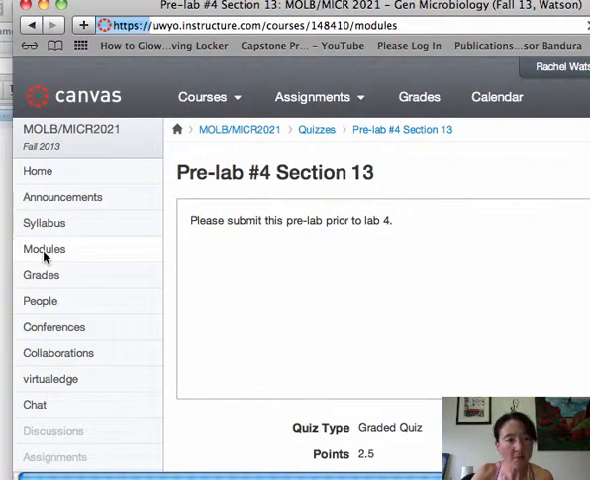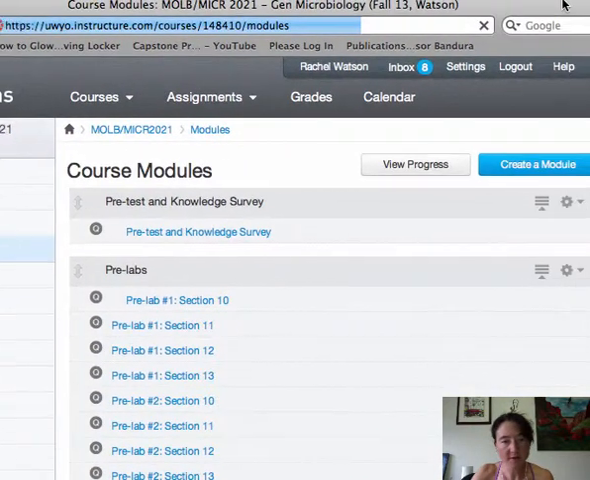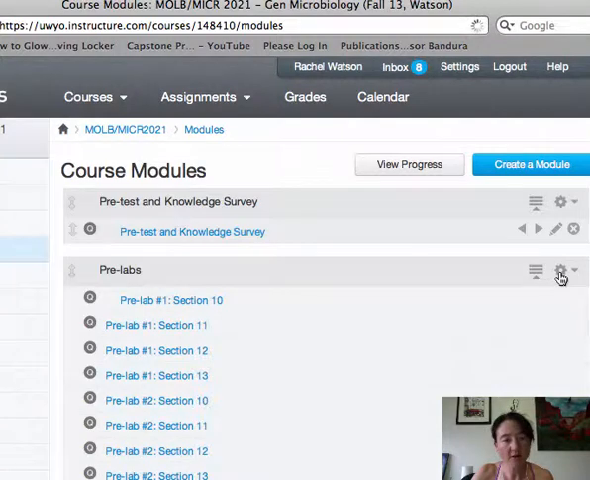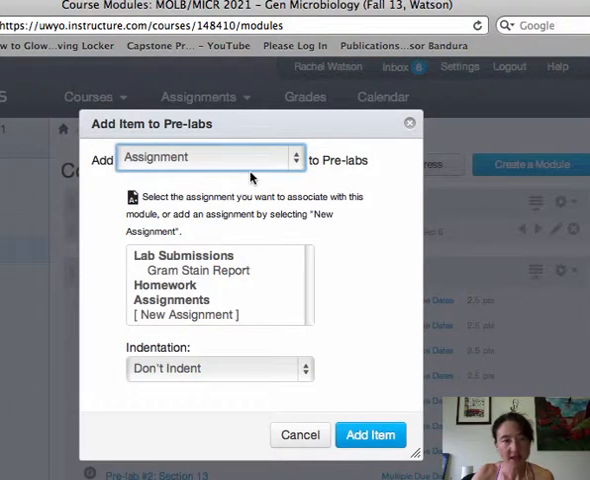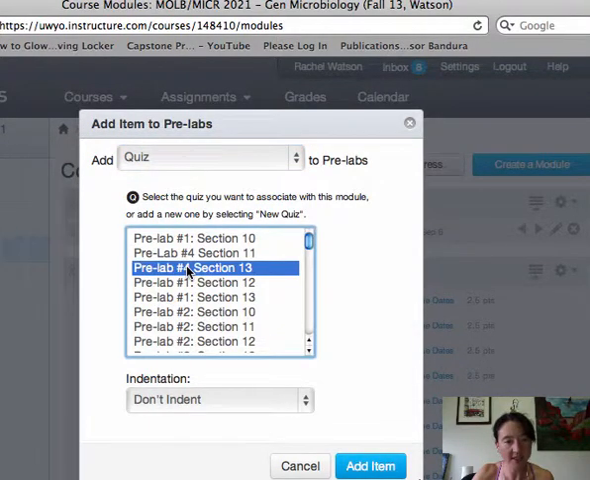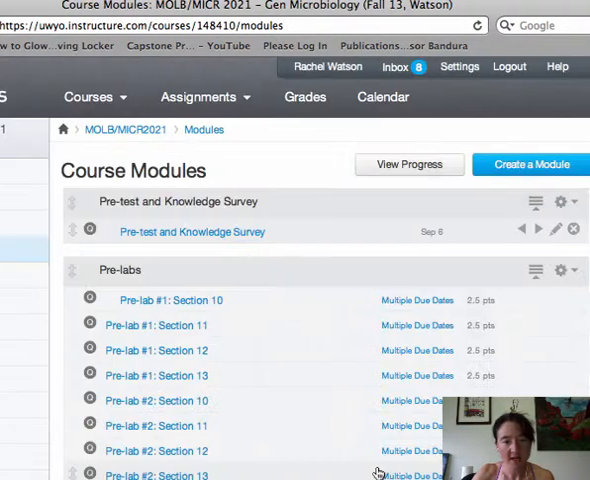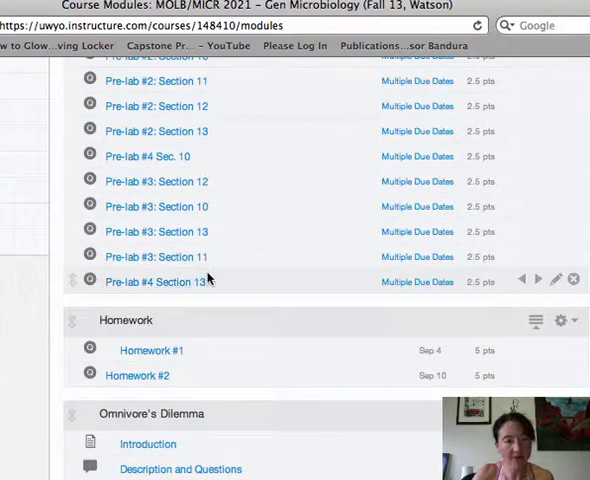So now I go to modules. And once I'm in modules, if you click over on the wheel over here, this allows you to add content. So I can go ahead here and from the quiz content, I can find it again, pre-lab 4, section 13. That's the one we just worked on. And I'll hit add item. And that should add this to the list here. Yep, pre-lab 4, section 13 is all ready to go.